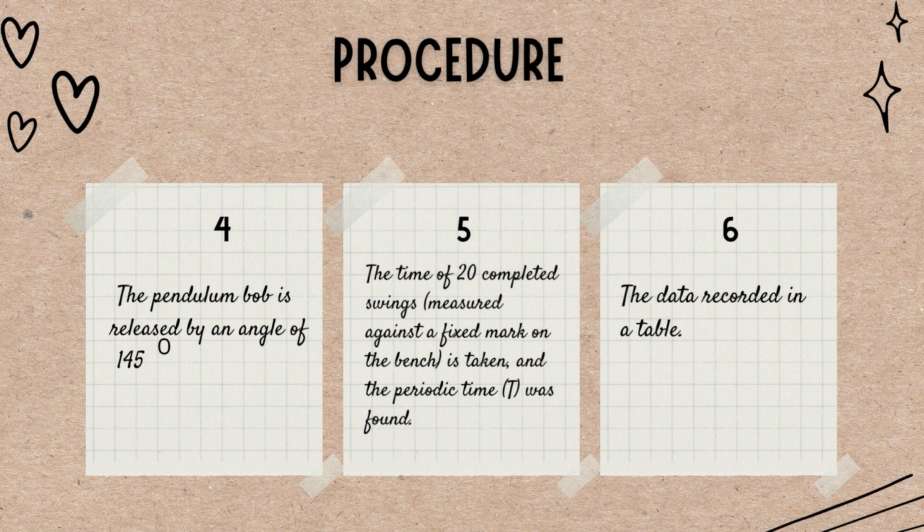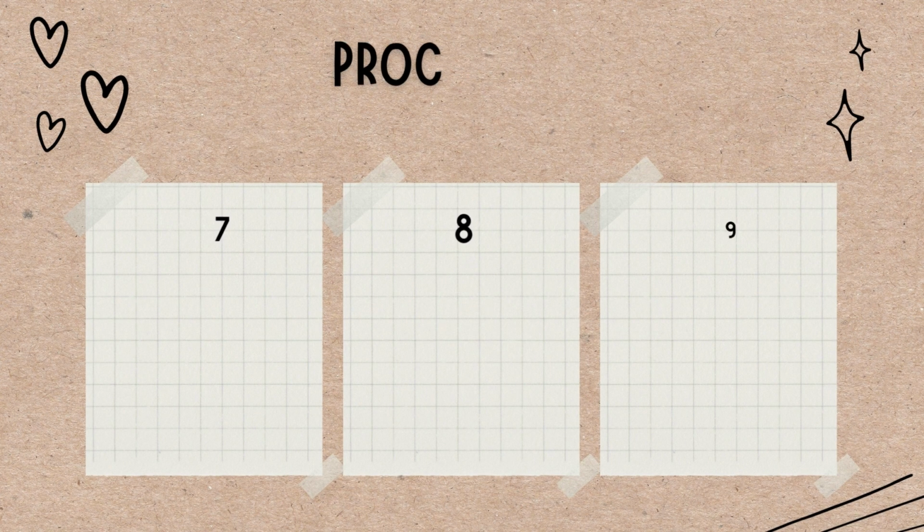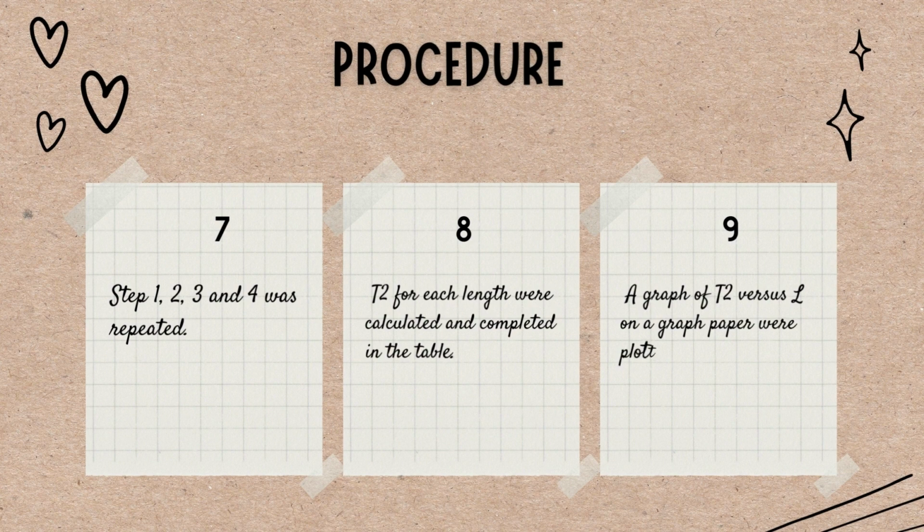Step 6. The data is recorded in a table. Step 7. Steps 1, 2, 3, and 4 are repeated. Step 8. T to the power of 2 for each length is calculated and completed in the table. Step 9. A graph of T squared versus L is plotted on graph paper.